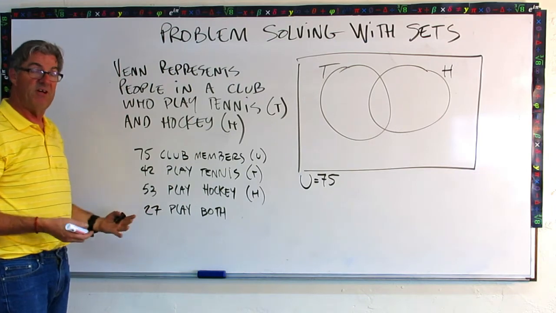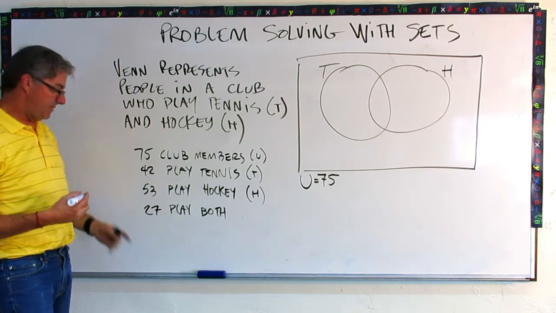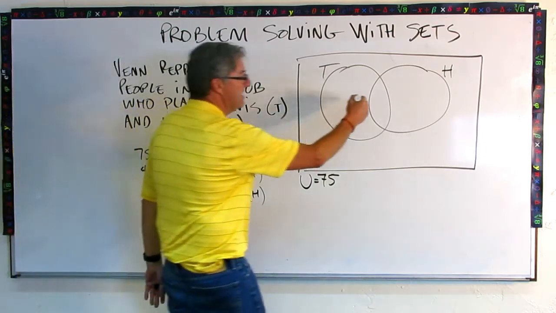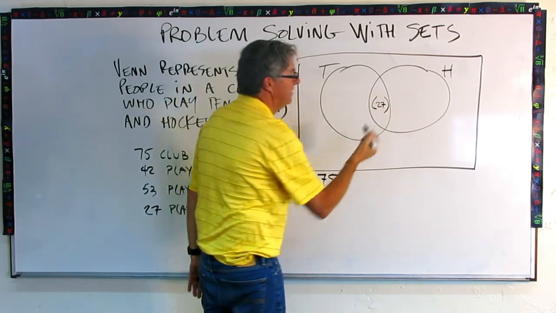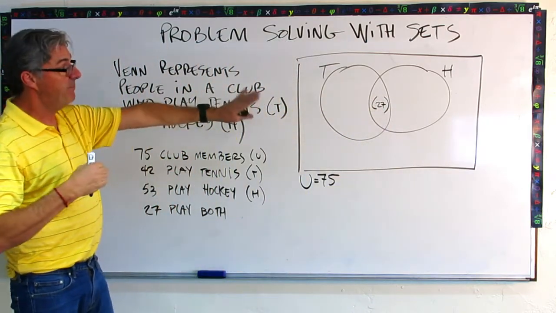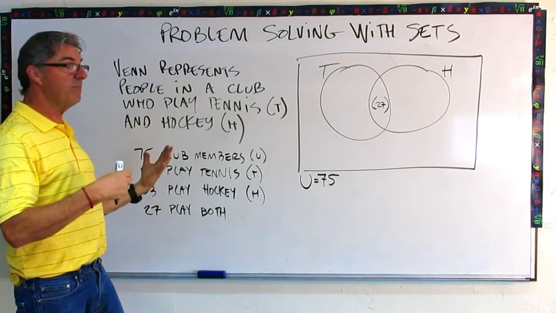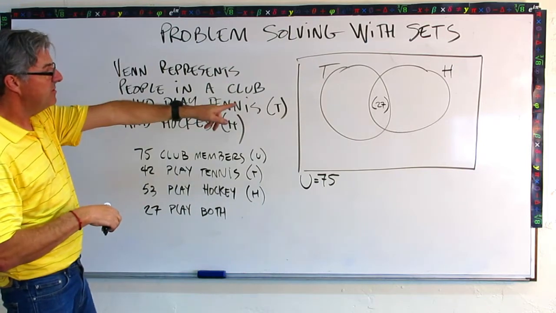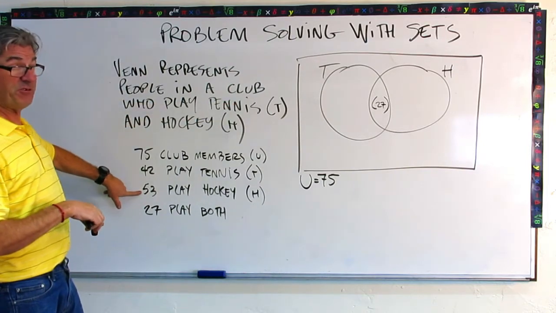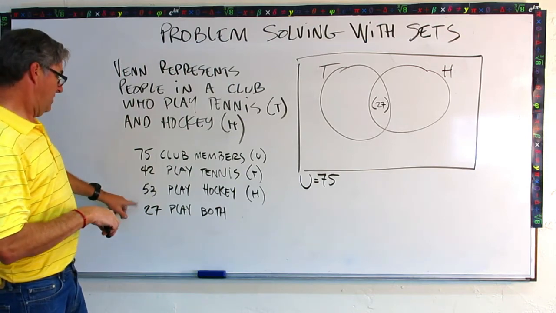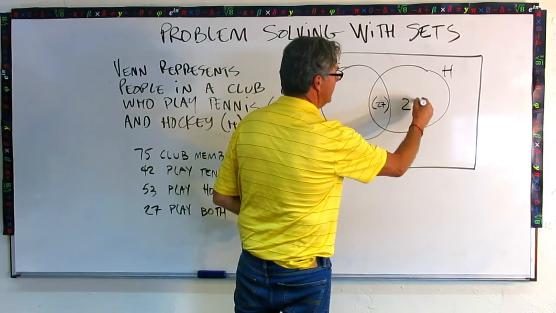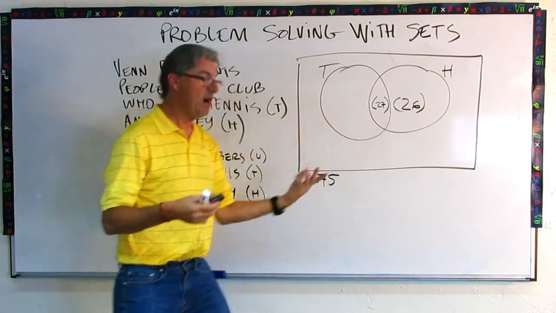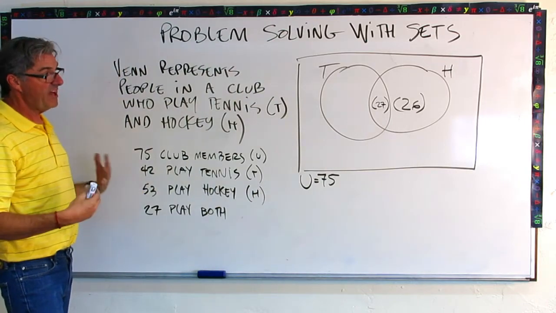27 play both. So that is the intersection. The people in this group play both tennis and hockey. And guess what? We can put that right here, because 27 play both tennis and hockey. So now we can work backwards and figure out what goes here, here, and there. So if 27 play both, and 53 play hockey, that's 26 left over for hockey but no tennis. Okay? Because 26 and 27 add up to this 53, so we know that's right.